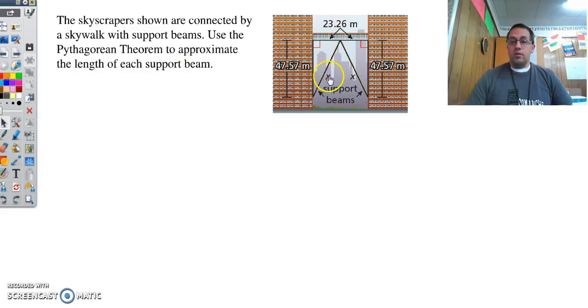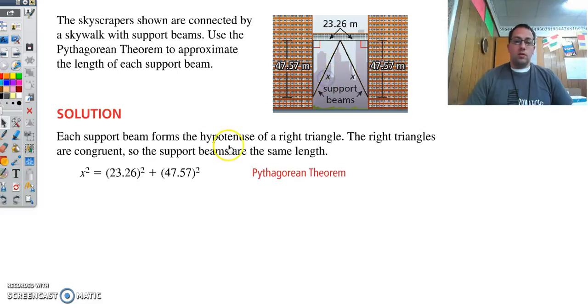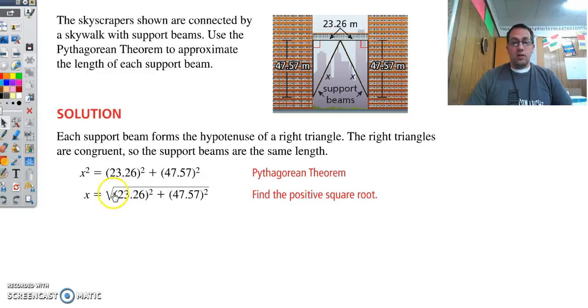Use the Pythagorean theorem. X is our hypotenuse, and so that's going to be our c squared. Now these are some lovely decimals, so it's obviously not going to be a Pythagorean triple. So we take the square root of both sides. We have this and this.